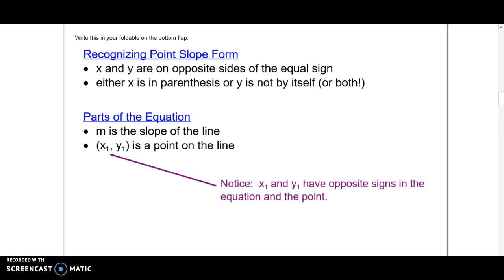How to recognize point slope form. This is very important: that you're able to recognize which is point slope form and which is slope-intercept form, and be able to use those accordingly.